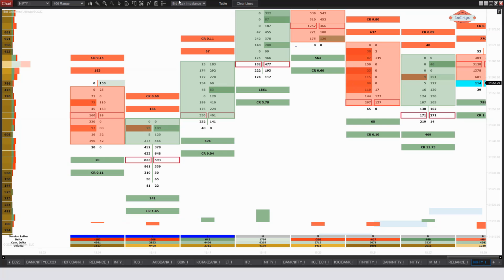As I said, I always use bid and ask imbalance. And when it comes to the tables, I will not use all of them. I'll be using session letter, delta, cumulative delta, and volume. I will not even use the ask volume and bid volume. We have min delta and max delta. Min delta is nothing but the delta low, and max delta is the delta high. However, I prefer always using the delta, which is the delta closing value.